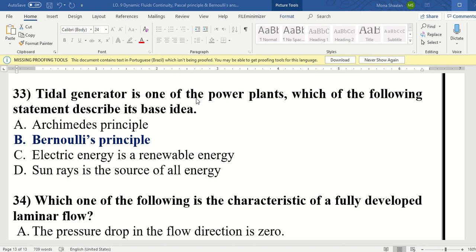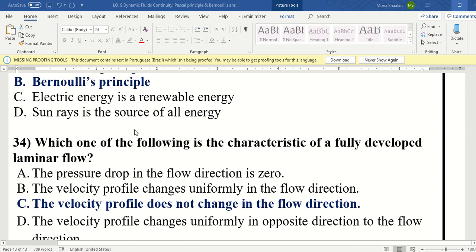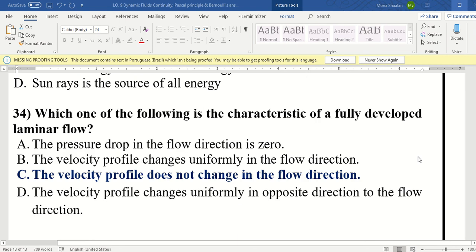A tidal generator is one of the power plants. Which of the following statements describes its basic idea? Bernoulli's principle, of course: the tidal generator works on the changeable velocities, or the change in pressure due to the change in velocity. Which one of the following is a characteristic of a fully developed laminar flow? Fully developed laminar flow, of course, the velocity is constant, or the velocity profile doesn't change in the flow direction.